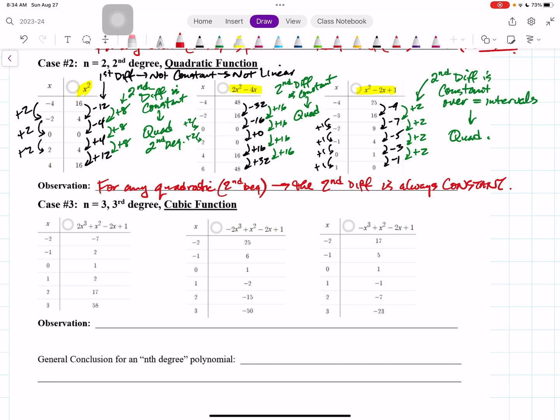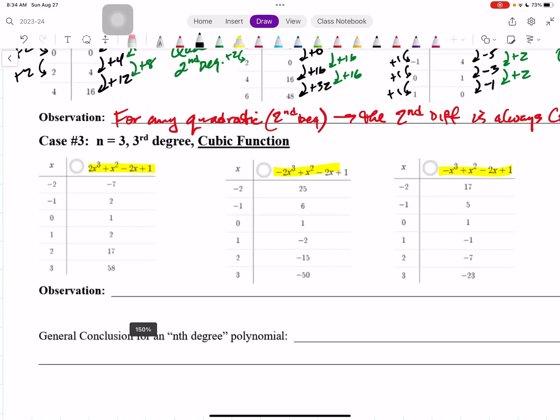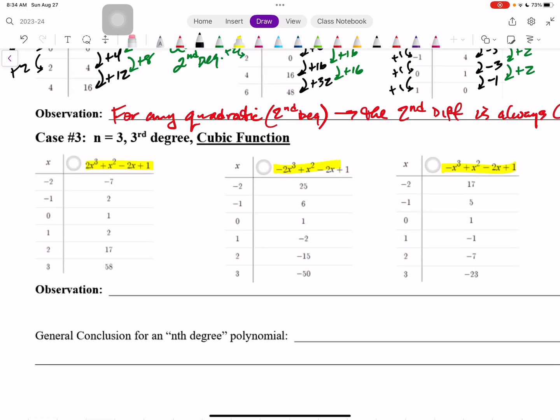Now in case 3, the third degree function here, I gave you a bunch of third degree functions. So let's do the same sort of thing. Notice all the cubics are different. Okay, so let's analyze and see what's going on. All right, so from negative 7 to 2 is an increase of 9, because you're going right on the number line. And this happens over equal intervals. So this one's plus 1. Looks like the interval length is always 1 here. So we have equal intervals on the left.